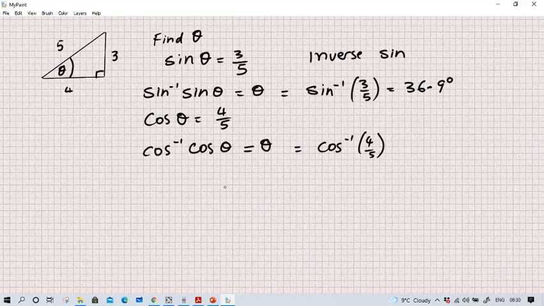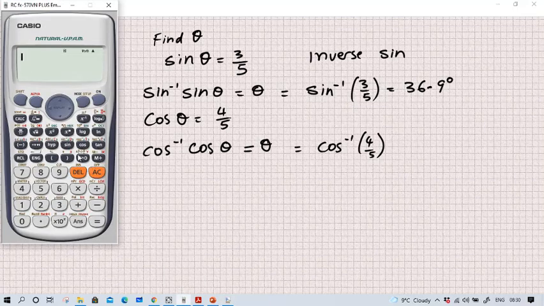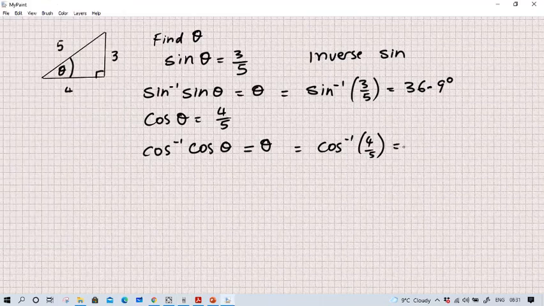So we can use the inverse function to find an unknown angle in the right angle triangle. Let's just check that on the calculator. So we have cosine inverse, so we shift cosine, 4 over 5. And that should equal 36.869 degrees, or rounded to 36.9 degrees. So the inverse function is a very useful function.